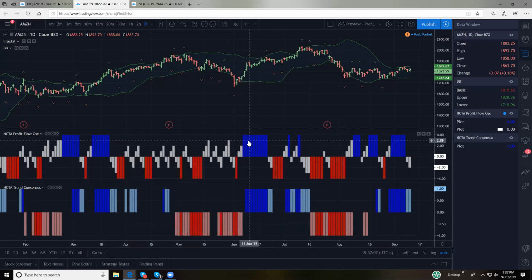You can take off that short leg the next day if it's continuing to move favorably for you, but you protect yourself overnight. So there are some simple ways to do that. But strategy aside, what the profit flow analytics and particularly the profit flow oscillator are offering you is the opportunity to know when to get into a trade.